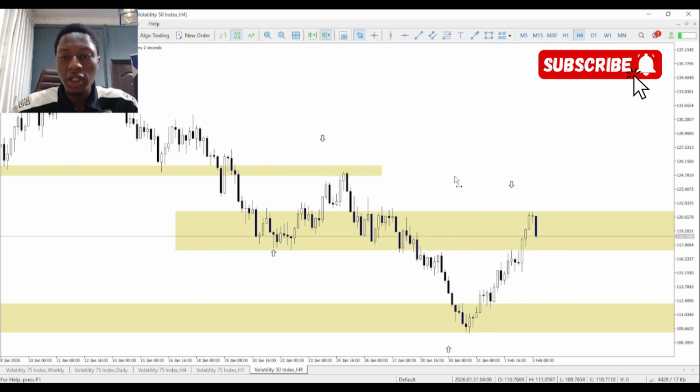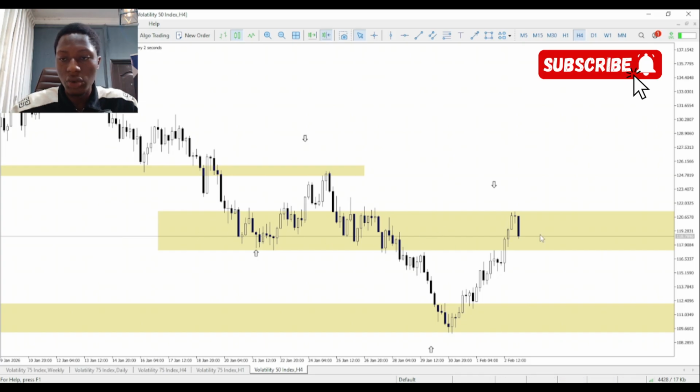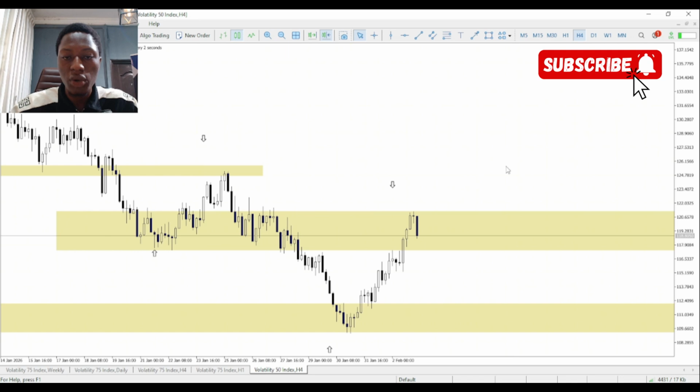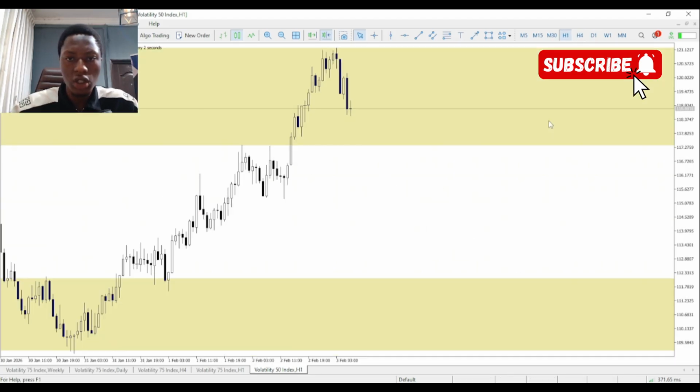You understand? So for me, I saw that this was our zone level, and I had to use this zone level as my number one confluence now, and also the Fibonacci retracement level. So now what made me think or feel like this market is actually going to sell? Okay, now let's dive deep. Let's go to the H1 time frame.